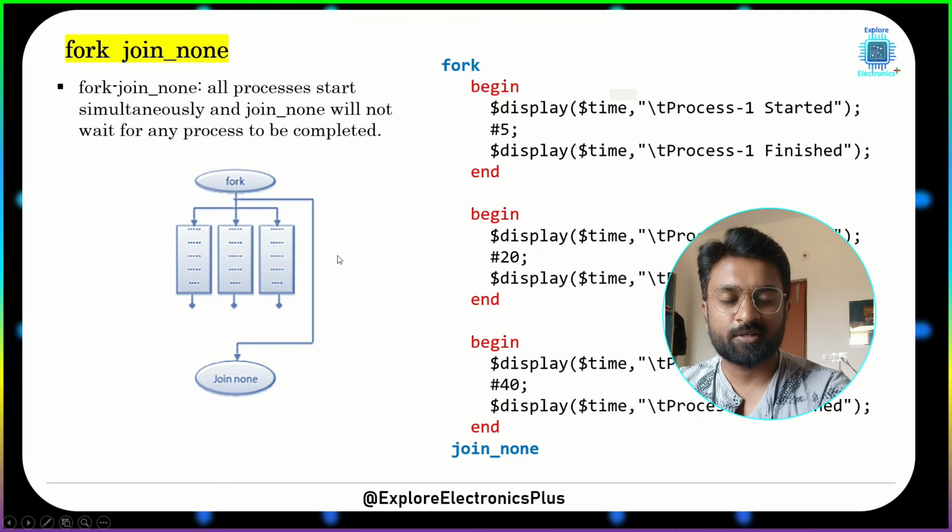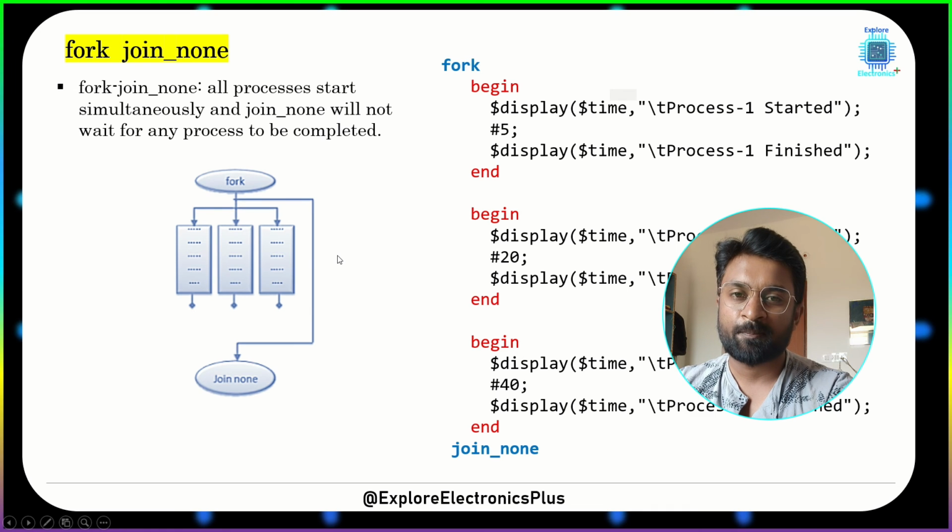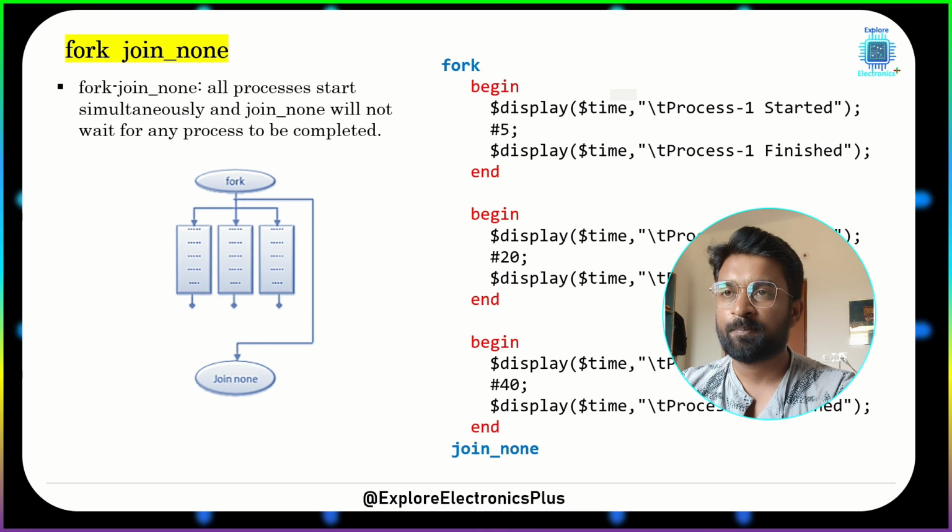This is about fork join any and fork join none. This question is very important from the interview point of view, and it is also very helpful in having different processes started at a time, and we can decide whether to use fork join, any, or none depending on our requirement.